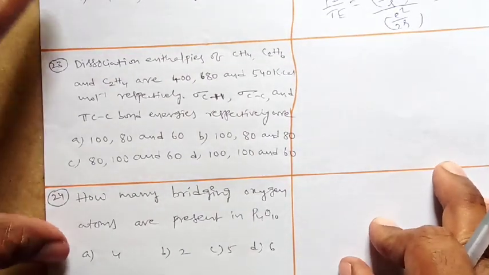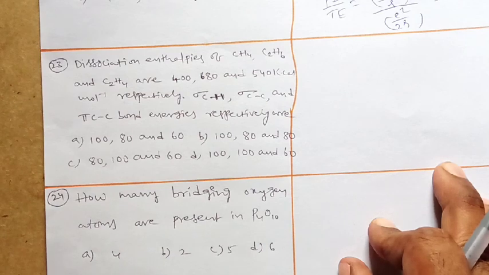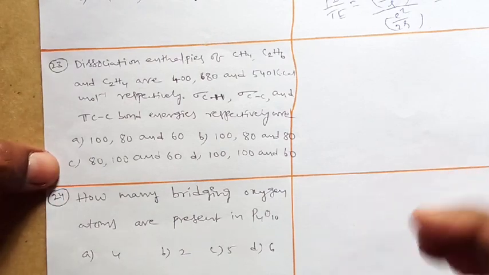Dissociation enthalpies of CH4, C2H6 and C2H4 are 400, 680 and 540 kilocalorie per mole respectively. The sigma C-H, sigma C-C and pi C-C bond energies respectively are. First of all, for methane, ethane and ethylene the dissociation enthalpy is given, and they are asking about the bond energies. It is also very simple and very important.